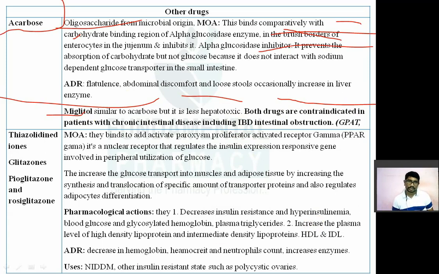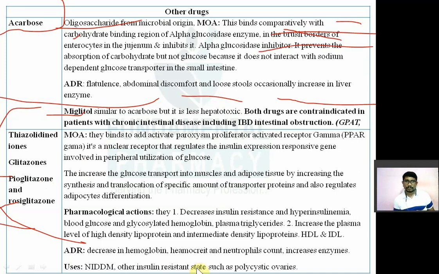Now next category of drug is nothing but the thiazolidinediones. So in this we have glitazones: pioglitazone, rosiglitazone, and there are other glitazones. But other glitazones are no more used in therapeutics, because the other glitazones will have adverse effects on the cardiovascular system, like they will cause arrhythmia, they will cause stroke, they will cause heart block. That's why they are banned. So only two drugs are used from this category, thiazolidinediones: pioglitazone and rosiglitazone.